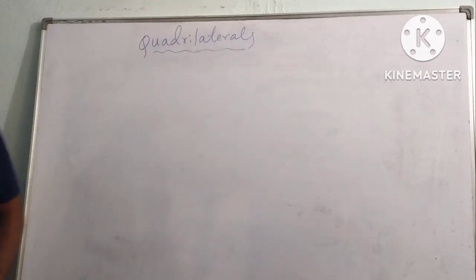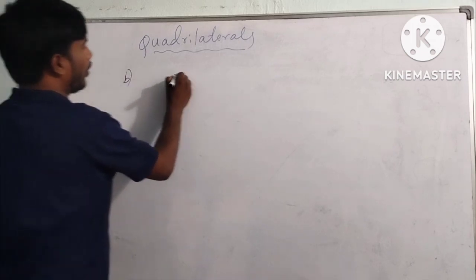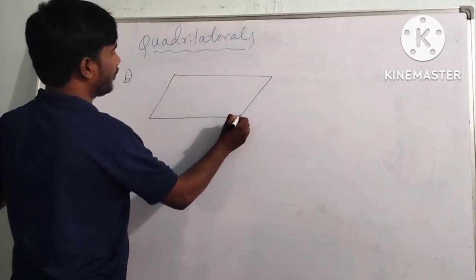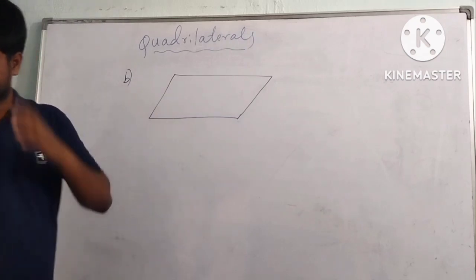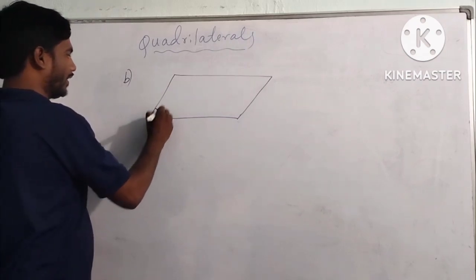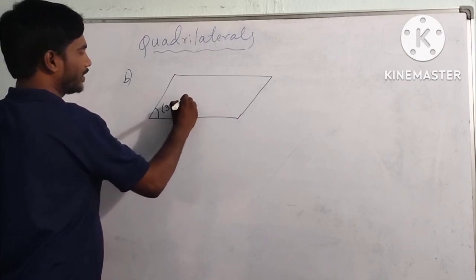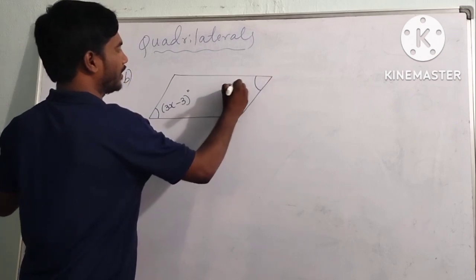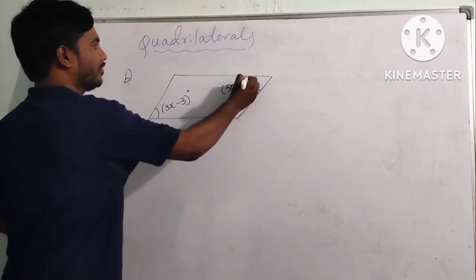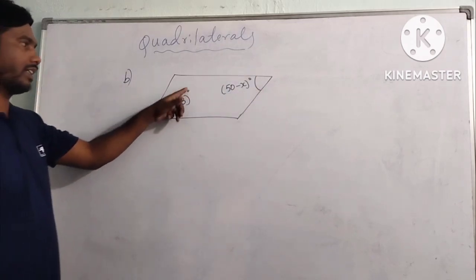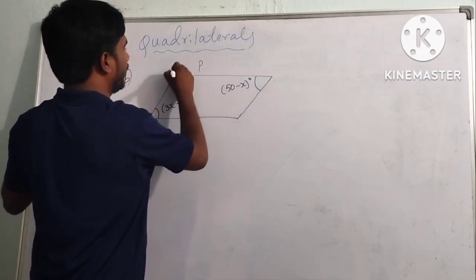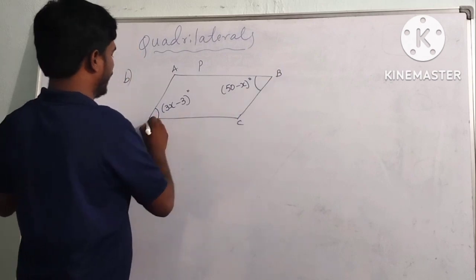What is the second problem here? In a triangle, both the opposite angles only he gave, but he didn't give exact values of those angles. Just he gave one of the angles as 3x minus 2 degrees and another angle as 50 minus x degrees. It is ABCD.